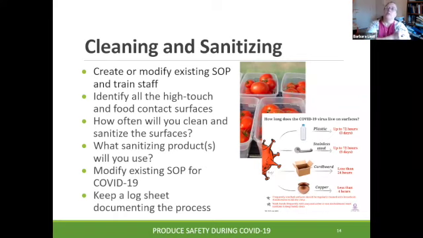Cleaning and sanitizing, you heard about in Module C. Again, that's create or modify. We're hoping that a lot of people already have some kind of standard operating procedure, and all they need to do is modify it to think about SARS-CoV-2. In some cases they may not need to because they're at a higher level. Talk about what sanitizing products you're going to use, whether you're going to use a disinfectant, and what kind of log sheets you're going to have.